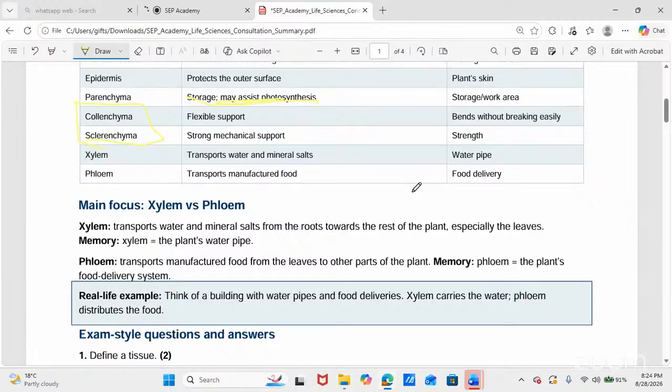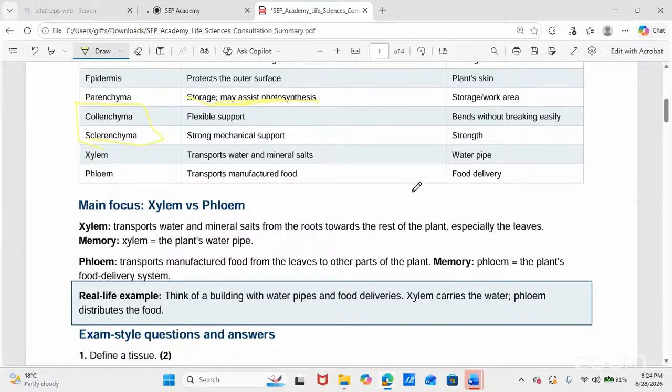So if you see any question related to the transportation of water and mineral salts, then you basically have to remember that that is the xylem. It transports water and mineral salts from the roots towards the rest of the plant. That's why I said that for you to memorize it, you can say that the xylem transports water and minerals away from the what? From the soil towards the rest of the plant.